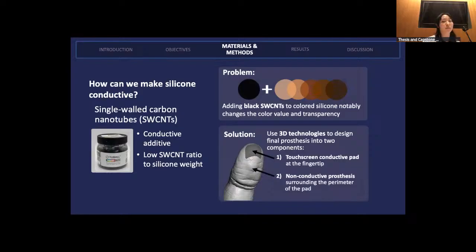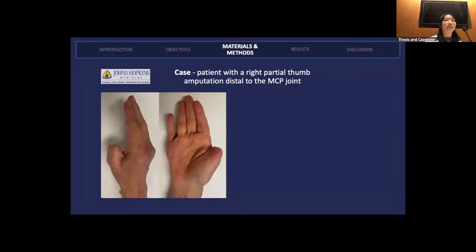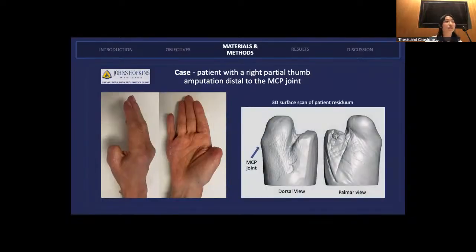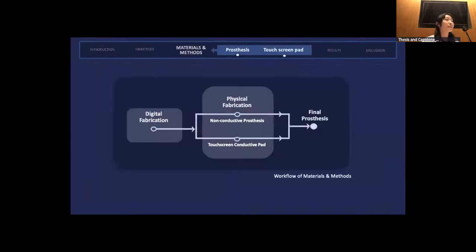So, to start making a custom prosthetic finger, we got to work with one of our thumb amputee patients here at the Facial Eye and Body Prosthetic Clinic at Hopkins. This is showing a 3D surface scan of her residuum of a right partial thumb amputation distal to the MCP joint. Because there is no research regarding the fabrication of single-wall carbon nanotubes with silicone fingers, multiple design iterations were fabricated. The overall workflow was first the digital fabrication, then the physical fabrication to give us the final prosthesis.